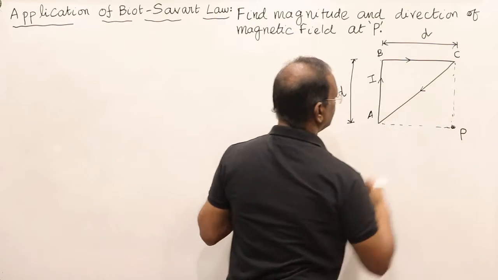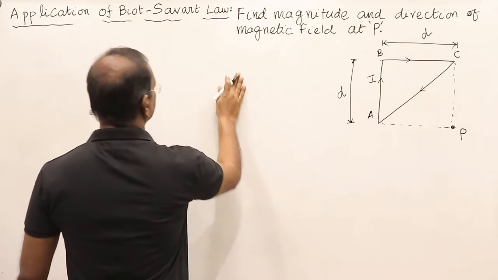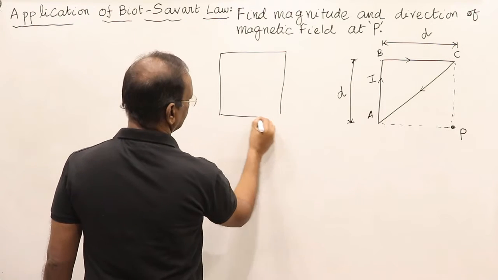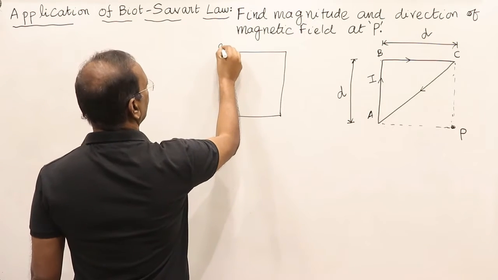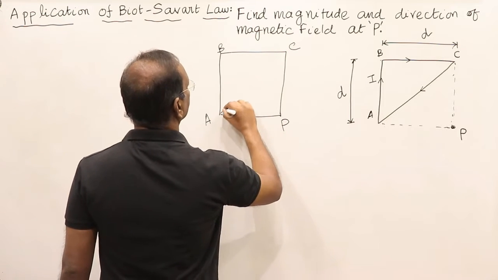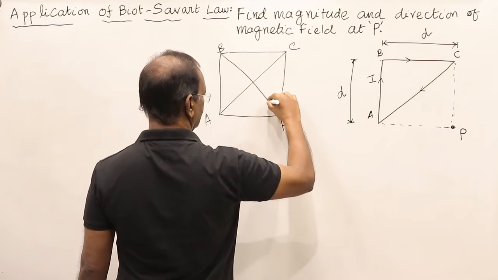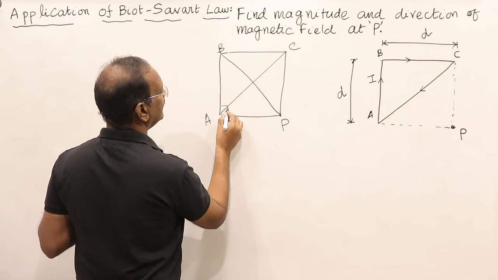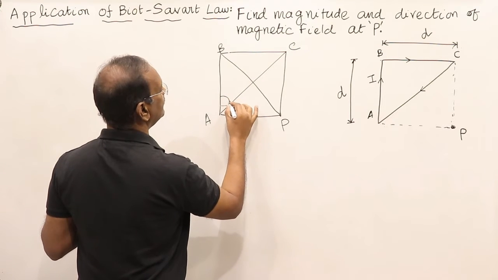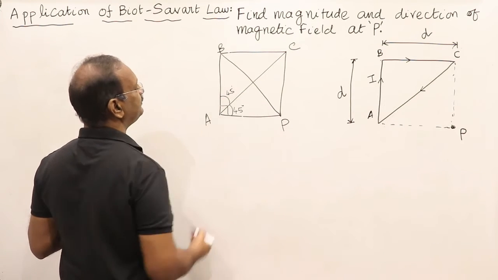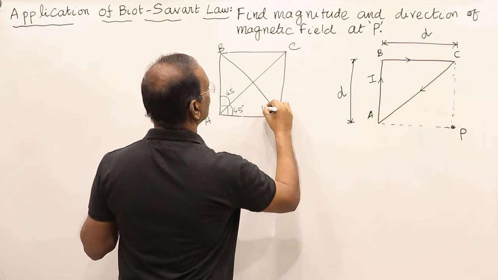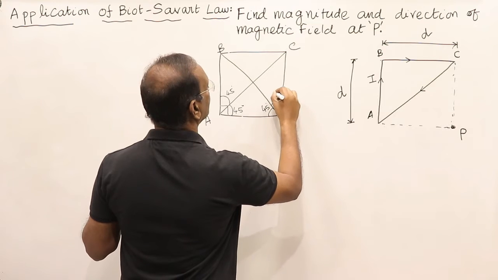Now let us take this segment, that is segment AC. If you are drawing this figure here, this is B, this is C, this is A, this is point P. Since it is a square, this will be 90 degrees and this will be 45 degrees, and this will be 45 degrees, and this will be 90 degrees, this will be 45 degrees and this will be 45 degrees.